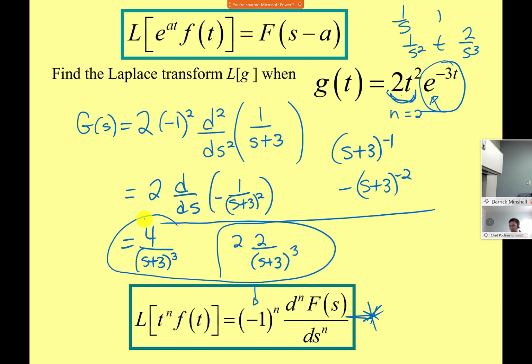So I just wanted to point that out, because I'll have students ask, well, should I use that it has the e in there, or should I use that it has the t to the power in there? The bottom line, they both work. I think the shifting theorem's easier in most cases.